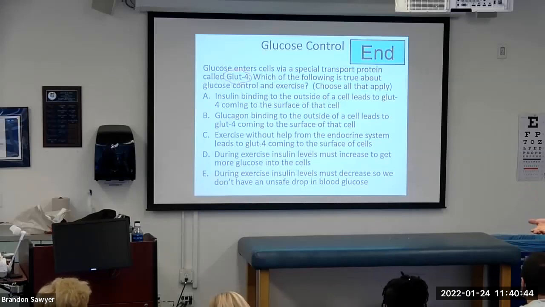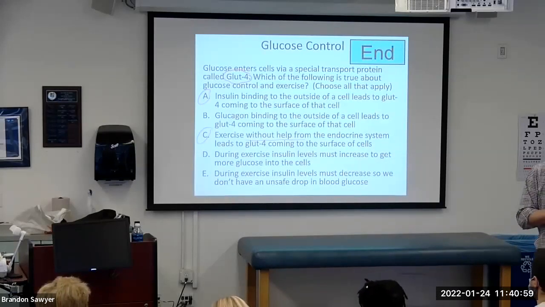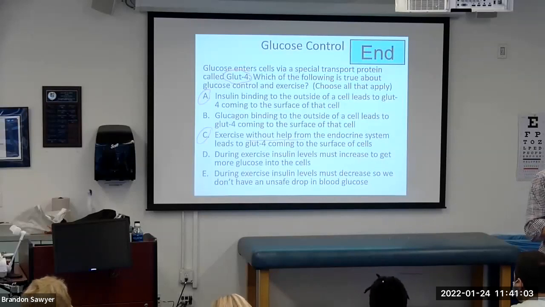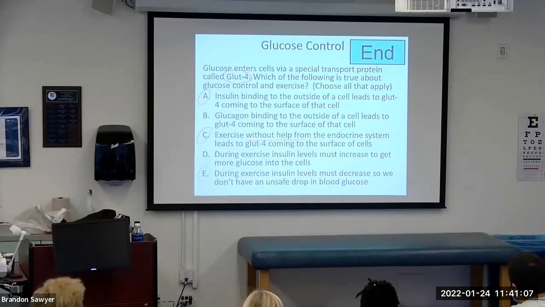Okay, so the maybe C one, C is definitely correct there too. Insulin binding to the outside of a cell leads to GLUT4 coming to the surface of that cell. True. Exercise without the help of the endocrine system also leads to GLUT4 coming to the surface of the cell. And then E, during exercise, insulin levels must decrease so we don't have an unsafe drop in blood glucose. So A, C, and E are all correct.